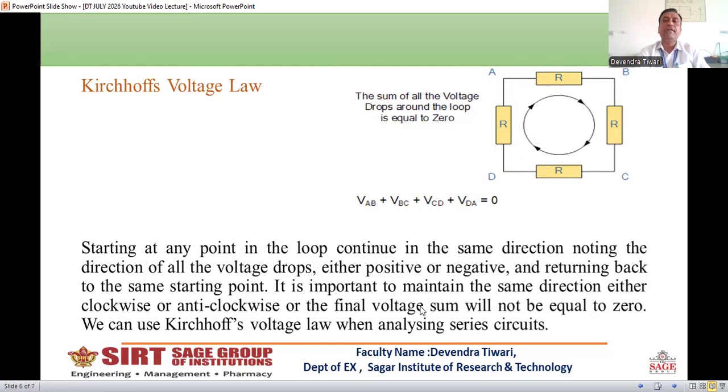It is important to maintain the same direction. This is the most important condition. Either clockwise or anti-clockwise, or the final voltage sum will not be equal to 0. We can use Kirchhoff's voltage law when analyzing a series circuit.